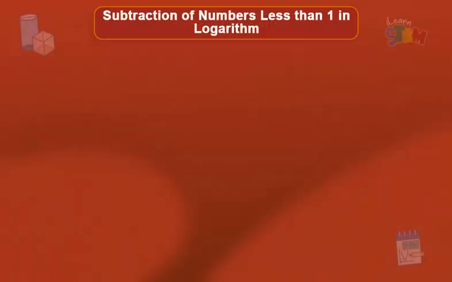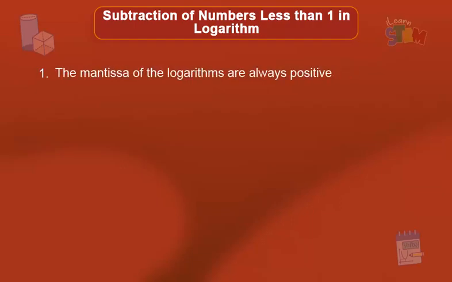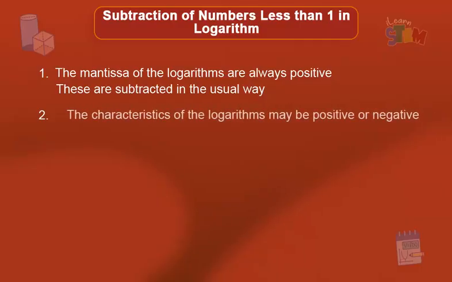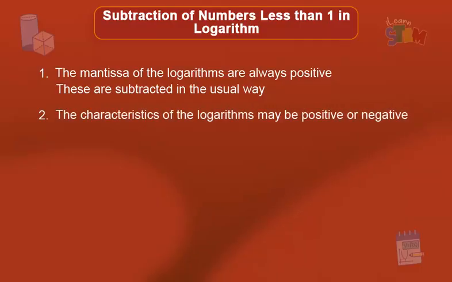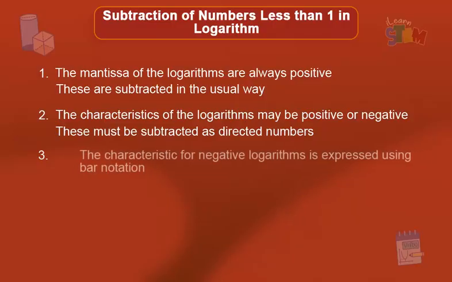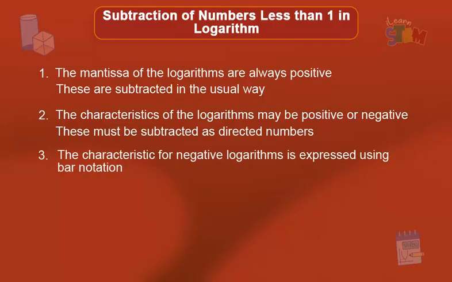When subtracting numbers in logarithms, take note of the following. 1. The mantissa of the logarithms are always positive. These are subtracted in the usual way. 2. The characteristics of the logarithms may be positive or negative. These must be subtracted as directed numbers. 3. The characteristic for negative logarithms is expressed using bar notation. Let us look at an example showing how to subtract logarithms with bar notation.